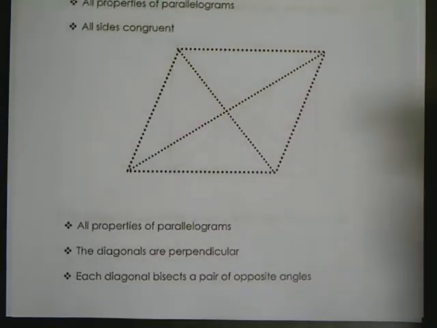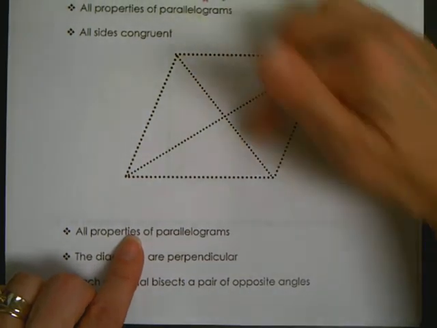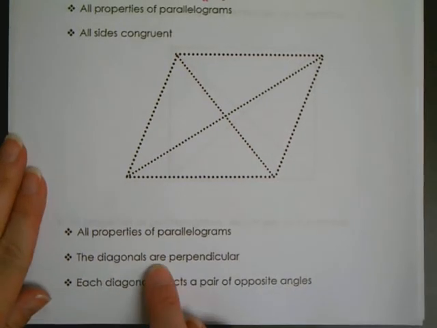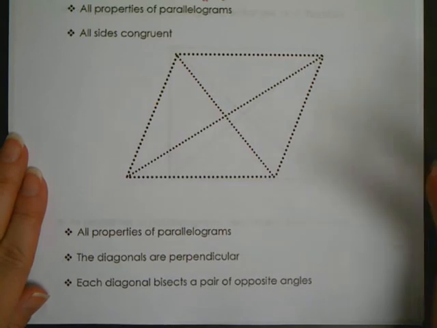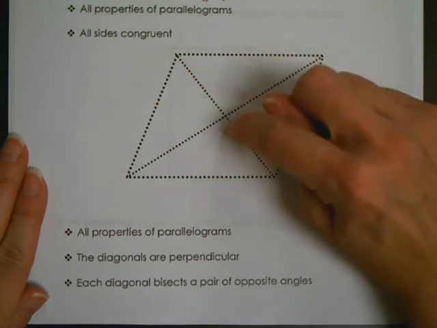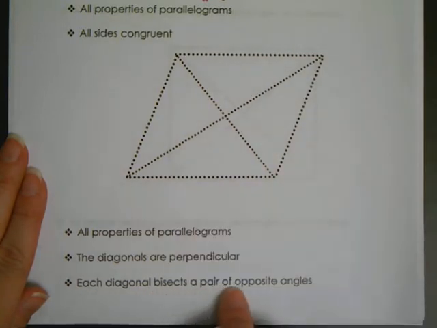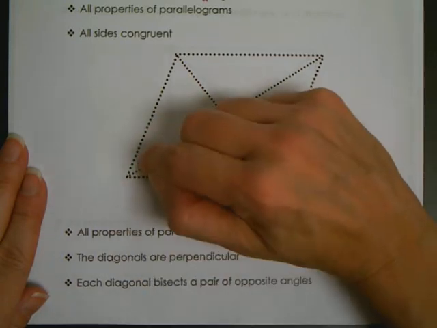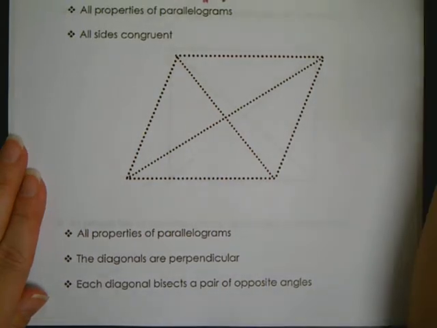Now, inside the rhombus, still all the properties of parallelograms. All right, so we're going to do the same thing. Now, a rhombus does not have congruent diagonals, but the diagonals are perpendicular. That's huge. And what do you know about perpendicular lines? They create right angles. So these angles inside here are going to be right angles. Also, each diagonal bisects a pair of opposite angles. What does that mean? This diagonal bisects this angle, so these two angles here are congruent. All right, so we're going to have a lot of markings to put in here.